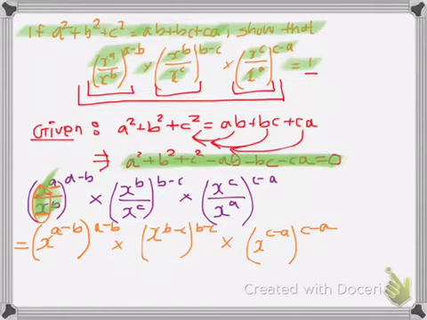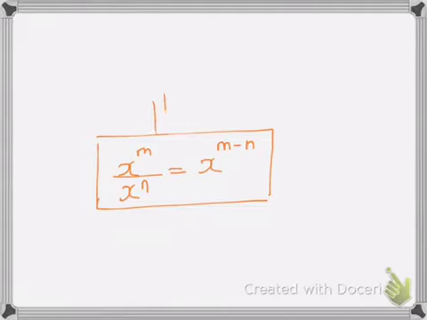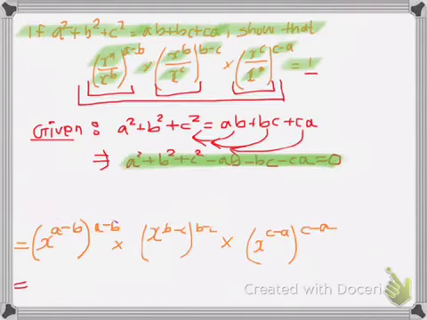So here we are. After changing these three expressions, I hope you understood the rule of indices which I've applied: if the bases are the same in numerator and denominator, then we subtract the power of the denominator from the power of the numerator. So it gives us x to the power m minus n, where m is the power of the numerator and n is the power of the denominator. Once again, now let us look at the first expression here.